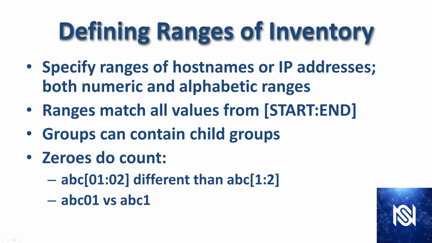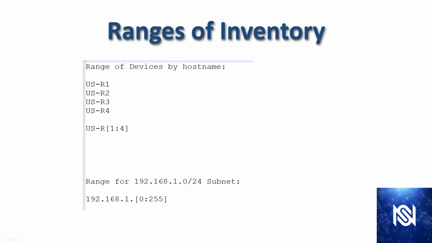So both numeric and alphabetic ranges work, and you're using the bracket start:end as I have shown there. And another important thing to note is that the zeros do count. So the two examples that I have there are completely different. Here we have the ABC and we have the 01 and 02. It's different than just 1 and 2. Here we have a couple of examples of defining ranges of inventory.